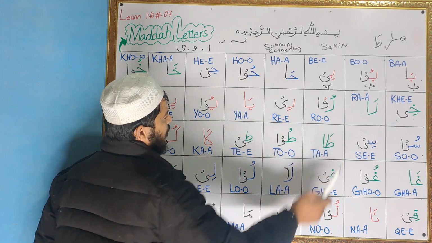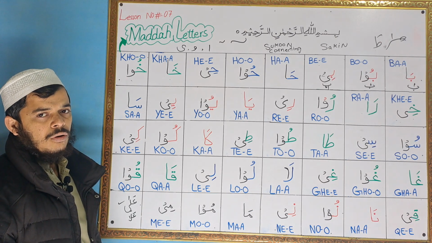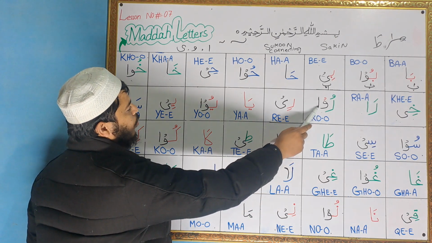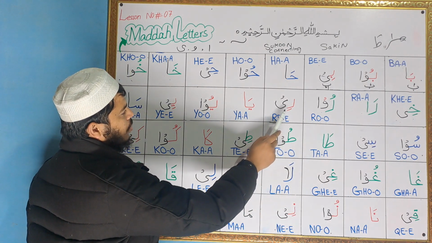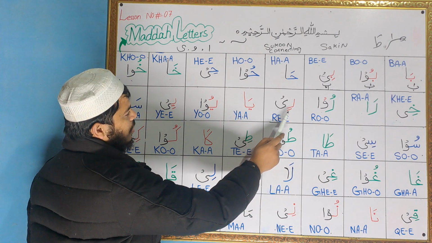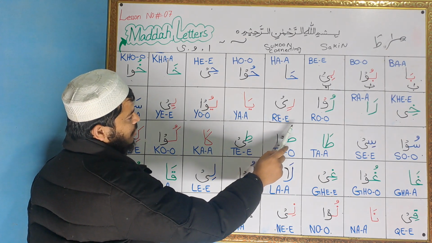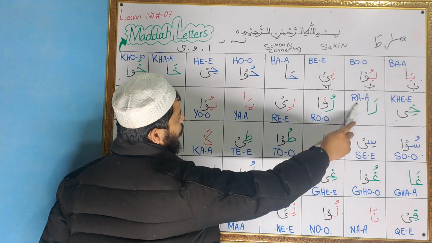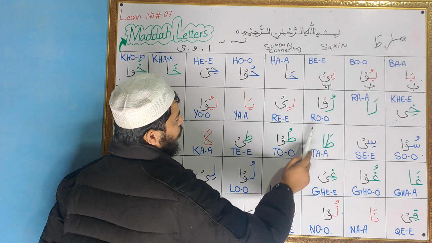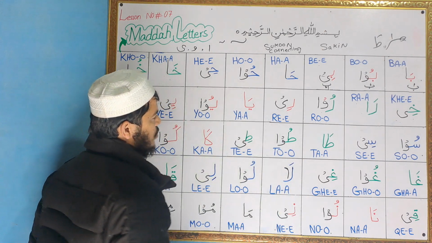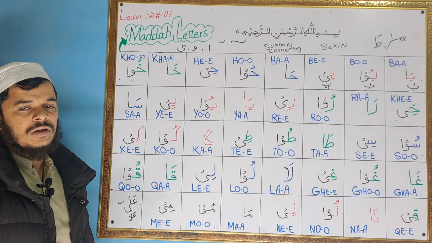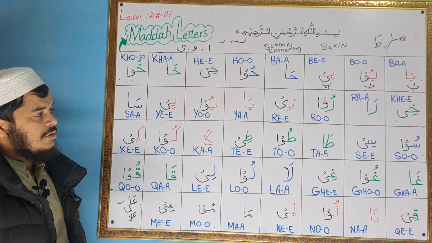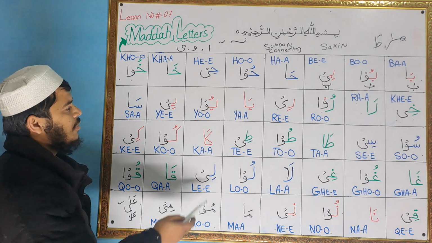Ra, alif, fatha, ra, waw, dhamma, ru, ra, ya, kasra, ri, ra, ru, ri. So same thing like standing fatha, standing kasra, standing dhamma, just another way of writing.